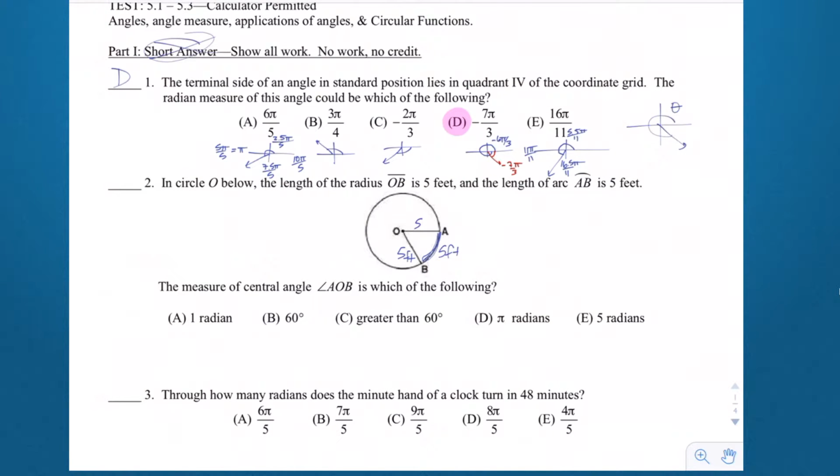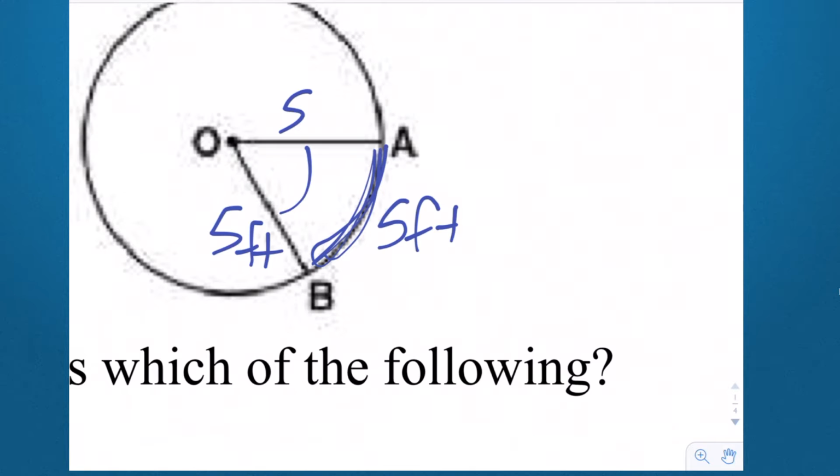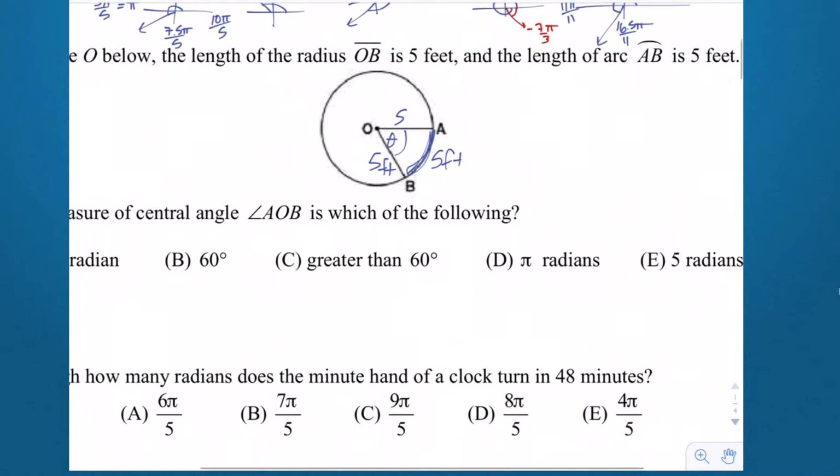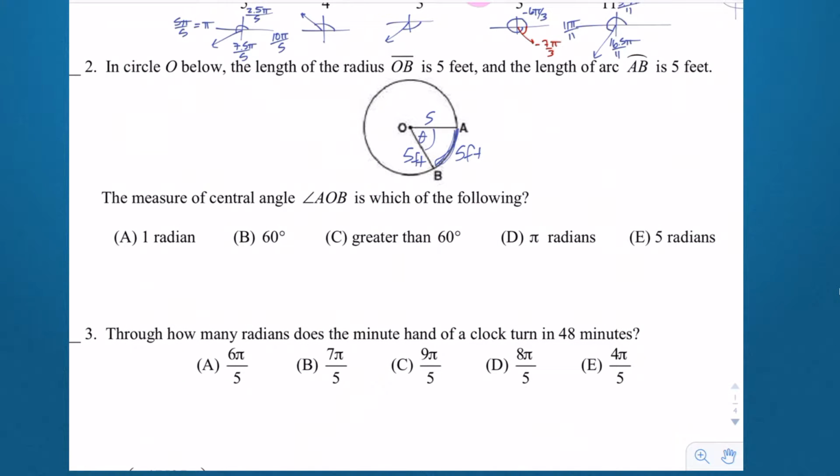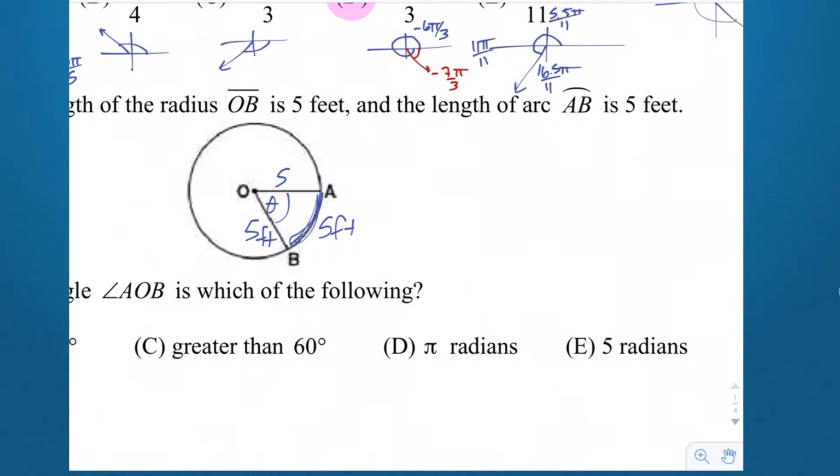The measure of central angle AOB, which is this angle here, theta, is which of the following? And if you preview your answer choices, you have 1 radian, 60 degrees, greater than 60, pi radians, 5 radians. So 3 of the 5 are in radians, and 2 of them in degrees. So what you know about answer choices, maybe the answer is going to be some kind of radians, because there's more answer choices with radians. That's not always true. But here we have an arc length, and we have a radius and a theta. Do we have any formula that relates those?